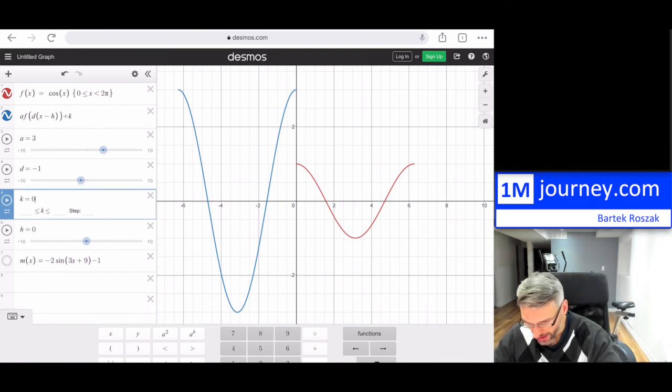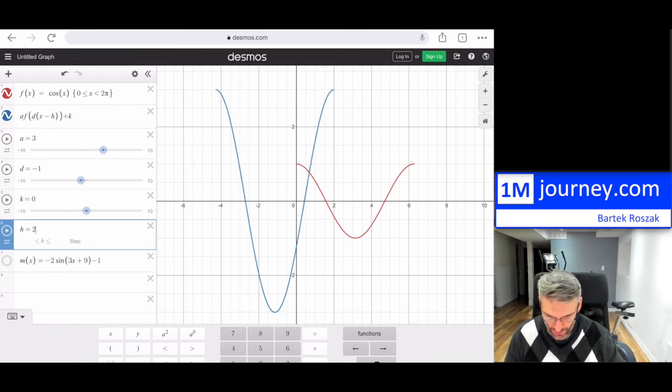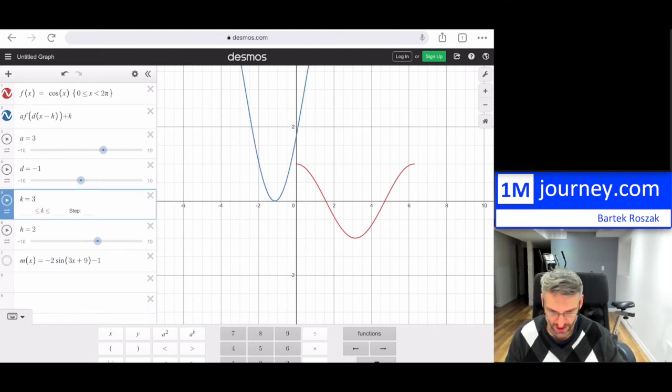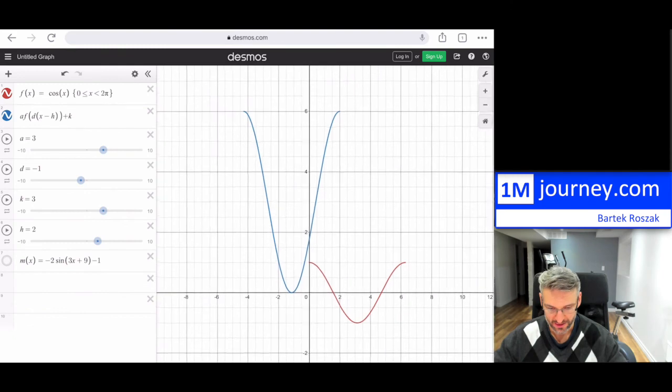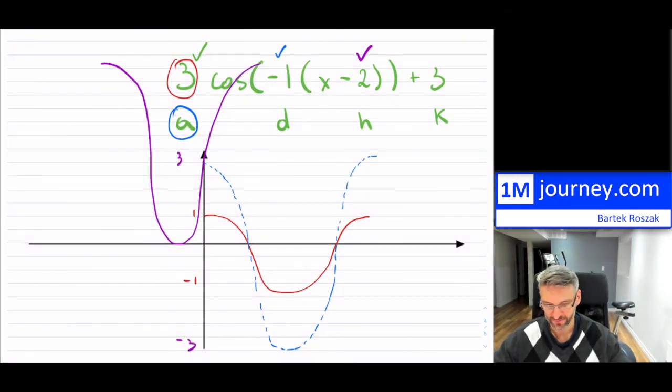Now, our H, so I have my H here, that was 2. So yeah, there we go. So that was the shift. And then this was, I guess, going up by 3. And there we have it. Okay, perfect. So if I go back in here, my sketch's not exactly right, but that's exactly what we wanted to see on this one.